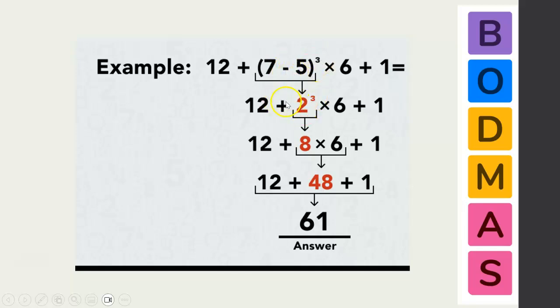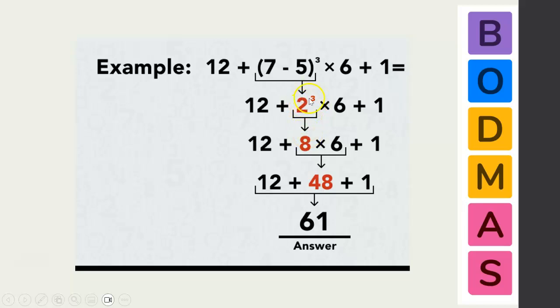So it's 2 cubed. Okay, now I'm on the next line. 12 plus 2 cubed times 6 plus 1. So I'll look at BOMDAS. B, brackets. Do I have any brackets? No. O, orders. So do I have any powers, any indices? Yes, I do. I have cubed. So I'm going to do that.